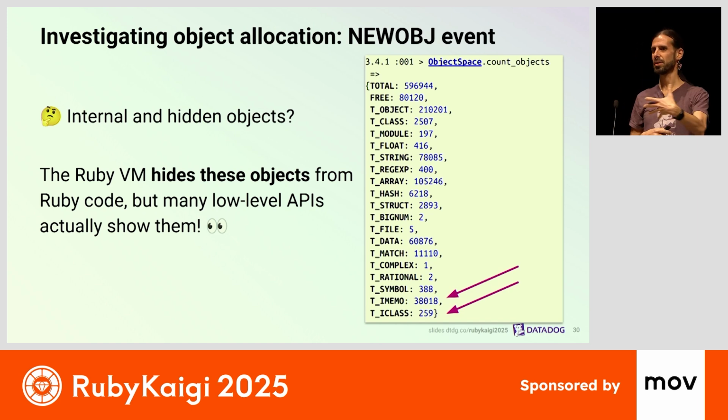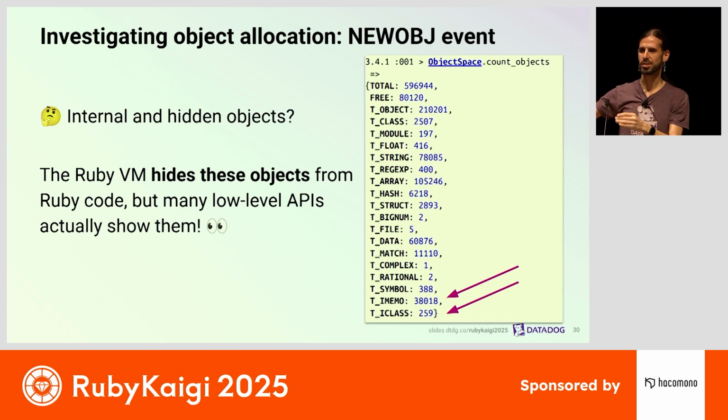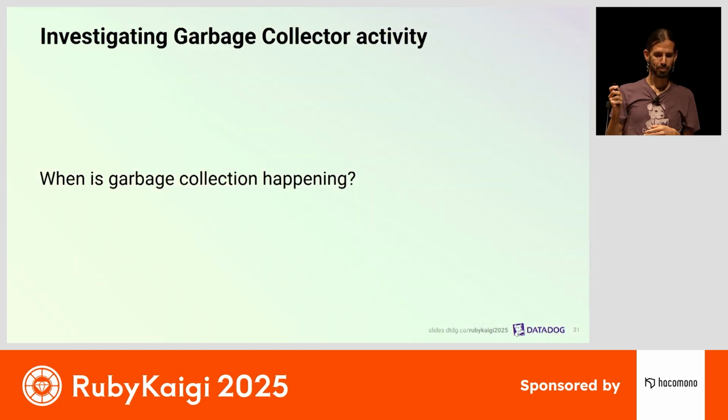So this is a pattern with the low-level APIs: when you're very close to what Ruby is doing, sometimes you're seeing some of the magic under the hood, and sometimes you need to collaborate with Ruby so that you don't break the rules. But sometimes you can bend them. OK. So let's look at a few more events.